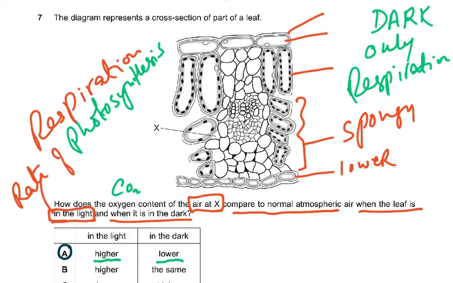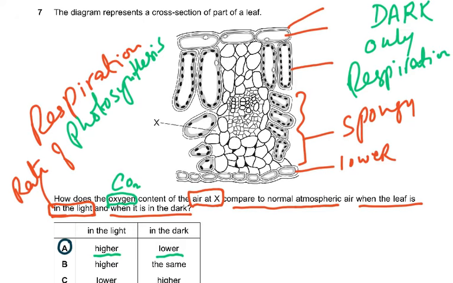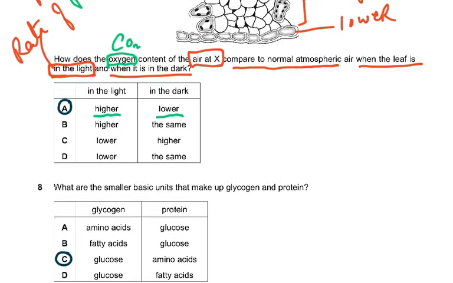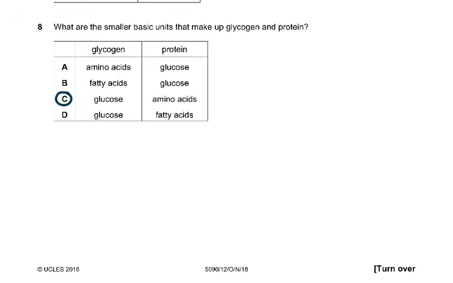So please understand, I can change this question and give it to you. Instead of oxygen here, I can say, how does the carbon dioxide content of the air at X compare to normal atmospheric air when the leaf is in the light and when it is in the dark? So I've changed this into 2 questions. Now coming on to question number 8.